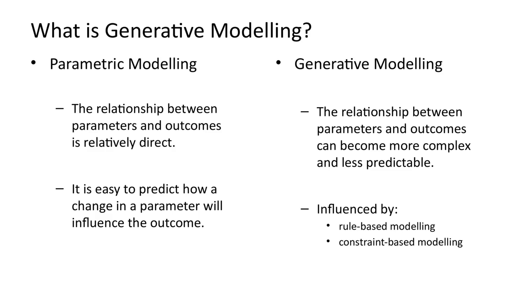With parametric modeling, the relationship between parameters and outcome is defined as being relatively direct. This means that it should be possible to roughly predict how a change to an input parameter would affect the outcome. For generative modeling, this no longer holds true. The relationship between the input parameters and the outcomes becomes more complex. This increase in complexity is influenced by two factors: rule-based modeling and constraint-based modeling. We will look at an example of each of these next.